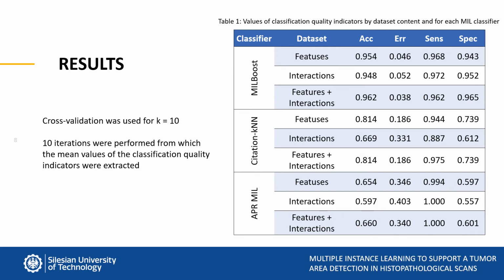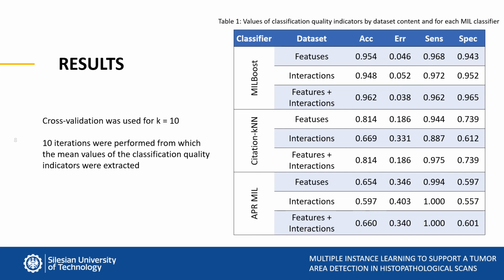To assess the quality of classification, I used 4 measures: accuracy, error, specificity, and sensitivity. The results are presented in the table. Analyzing the values of individual metrics used to assess the quality of classification, it was noted that among all MIL methods, MILBoost proved to be the best. The accuracy of the algorithm reached the highest value for all tested datasets and was between 94 and 96%.